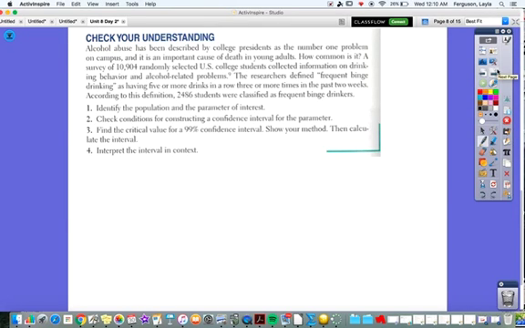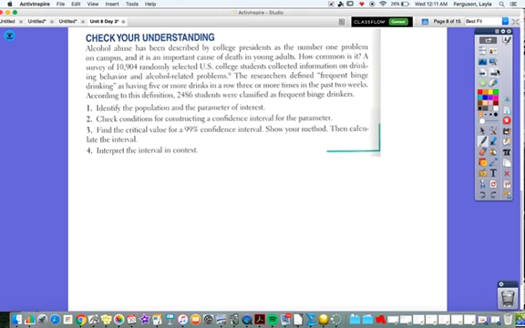All right, so check your understanding. Alcohol abuse has been described by college presidents as the #1 problem on campus, and it is an important cause of death in young adults. How common is it? A survey of 10,904 randomly selected U.S. college students collected information on drinking behavior and alcohol-related problems. The researchers defined frequent binge drinking as having 5 or more drinks in a row 3 or more times in the past 2 weeks. According to this definition, 2,486 students were classified as frequent binge drinkers.